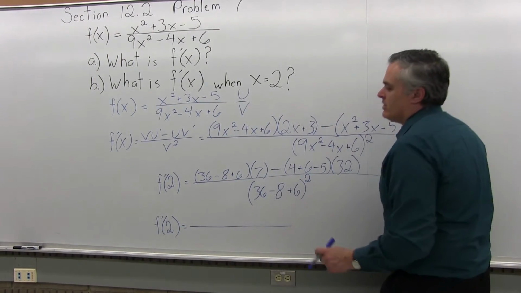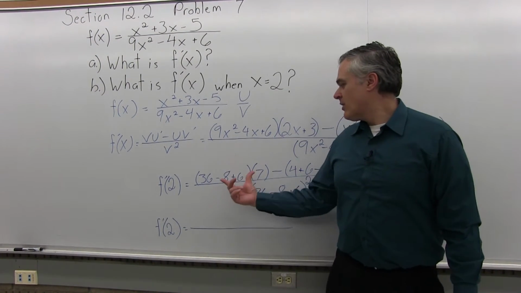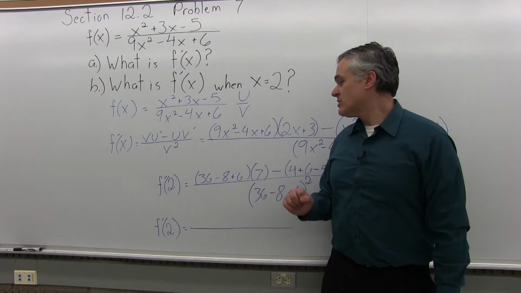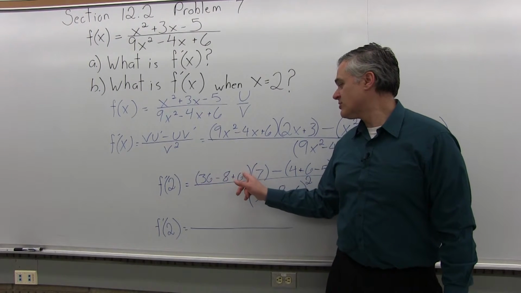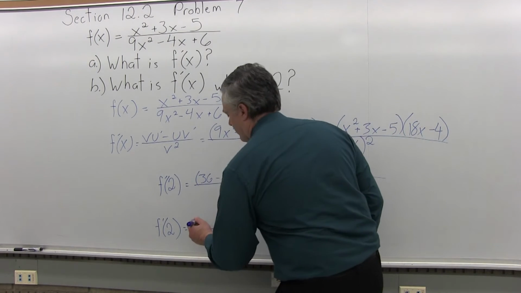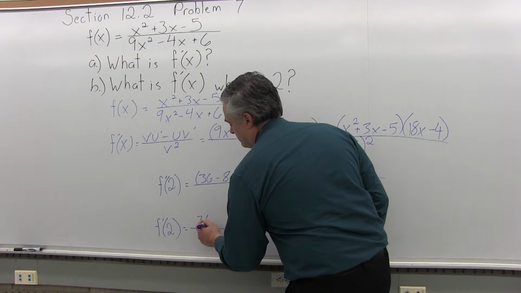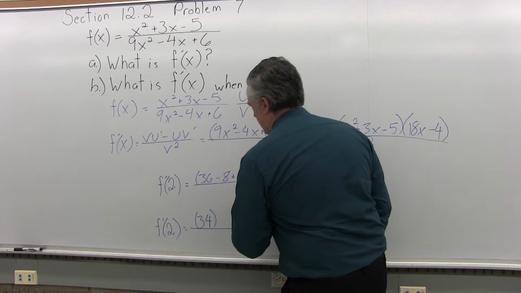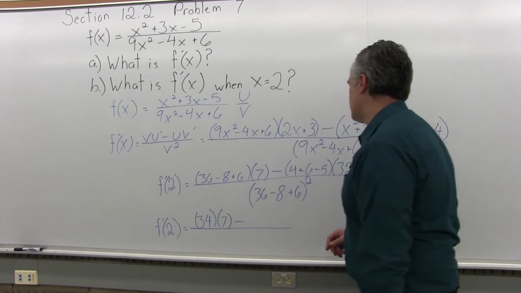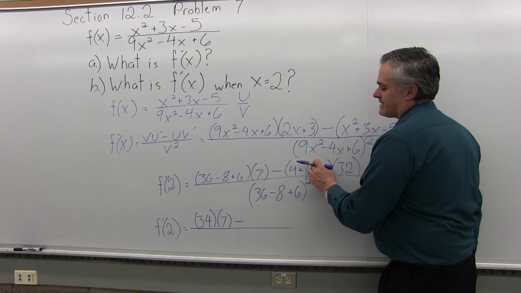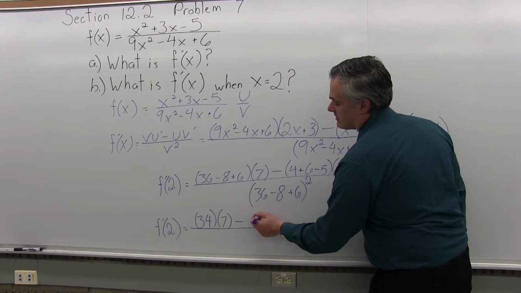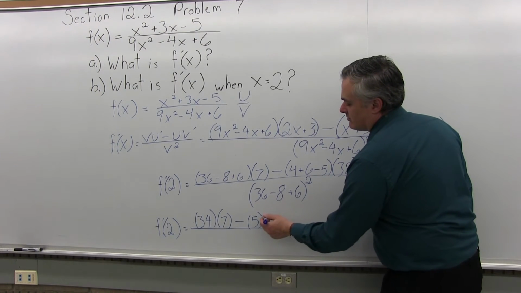equals. So now, I have a set of parentheses here in my answer that has 36 minus 8 plus 6 in it. So if I do that work, let me do the positives first. 36 and 6 is 42. 42 minus 8 is 34. And it's going to be 34 times 7 minus 4 plus 6 is 10, then 10 minus 5. 10 minus 5 is positive 5 times 32.